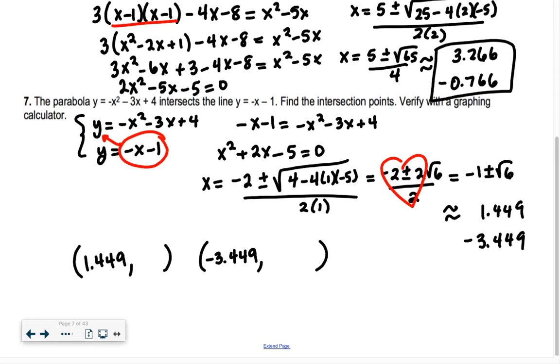Yeah, plug it in. And which one's easiest to plug in for? Yeah, definitely this one, right? So if I take my negative 3.449 and I multiply by negative 1 and then subtract 1, I get 2.449 for its y value. And if I take my 1.449 and I multiply by negative 1 and then I subtract 1, I get negative 2.449. Oops. There's more room.